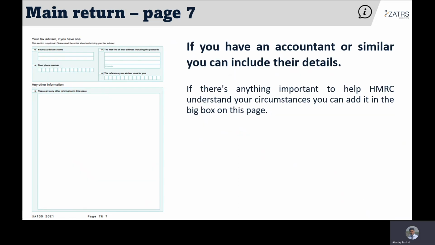Page 7, here you put in the details of an accountant or other tax advisor if you have got somebody like that working for you. And there is a big box at the bottom there where you can write in anything else that you think might be important to help HMRC understand your earnings, income, and tax affairs during the year. Again, the chances are most people won't be entering anything there. But if there is anything particular, that's the place to pop it in.